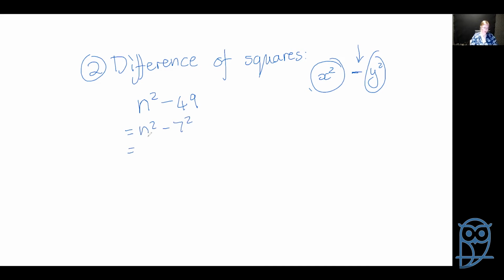So if we go and take out our brackets, we end up with n plus 7 and n minus 7. So let's test whether this is the actual answer. We can go back by using FOIL. So first will give us n squared. Outsides will give us minus 7n. Insides will give us plus 7n. And then lasts will give us minus 49. So these two cancel out. We end up with n squared minus 49. Okay, so that is difference of squares.